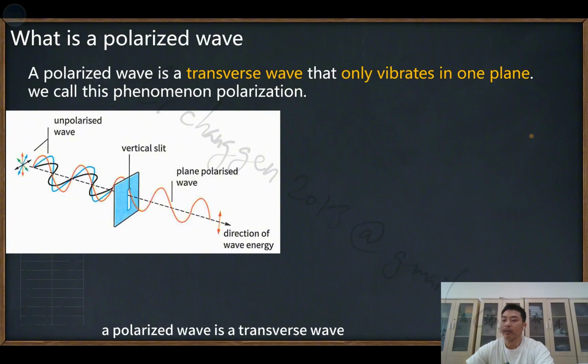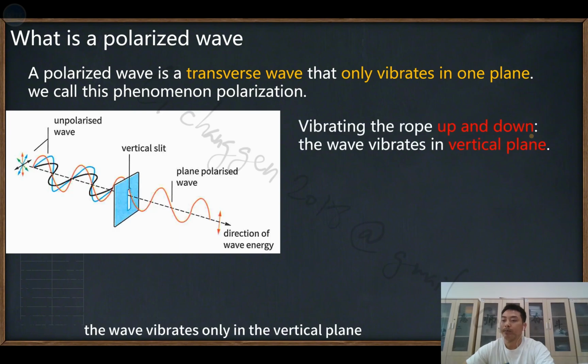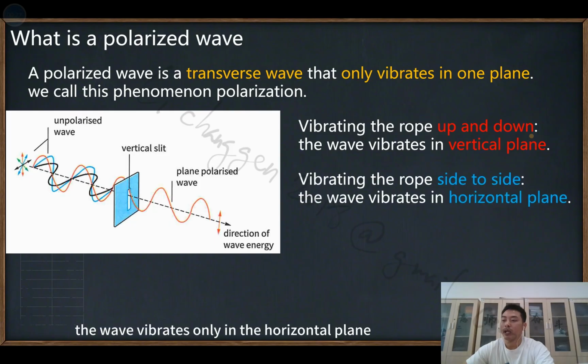A polarized wave is a transverse wave that only vibrates in one plane. We call this spatial behavior polarization. Let me demonstrate with a simple example. When we vibrate a knob up and down, the wave vibrates only in the vertical plane, and when we vibrate side to side, the wave vibrates only in the horizontal plane. In fact, you can vibrate the knob in any direction that is perpendicular to the knob to produce a transverse wave traveling along the knob.